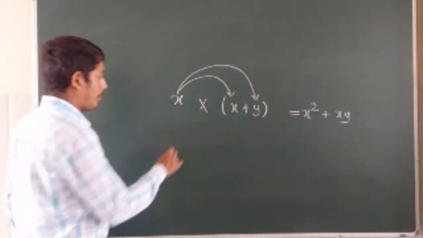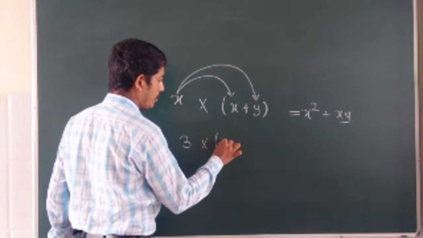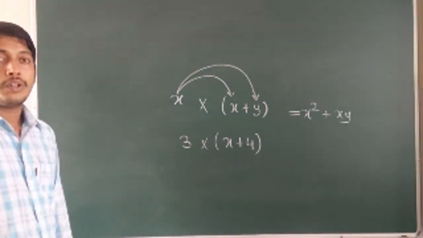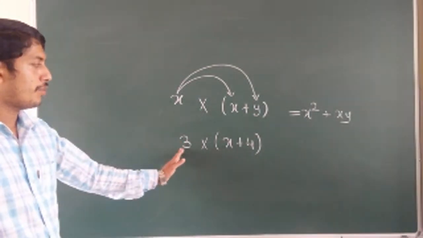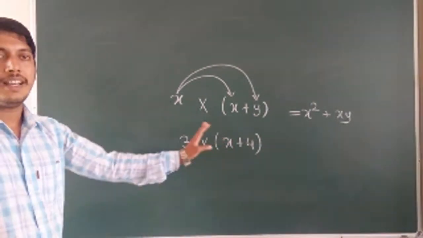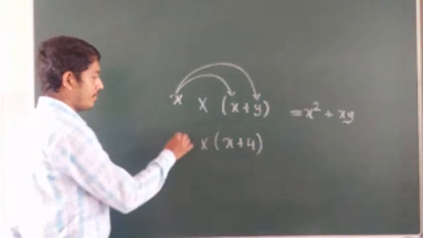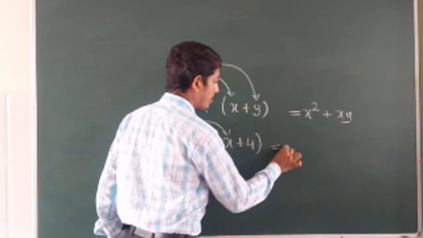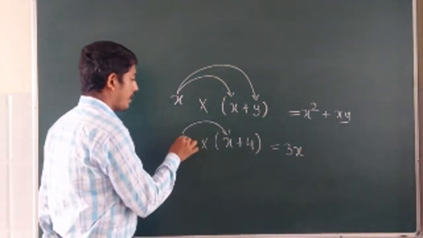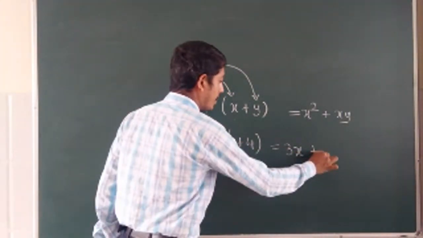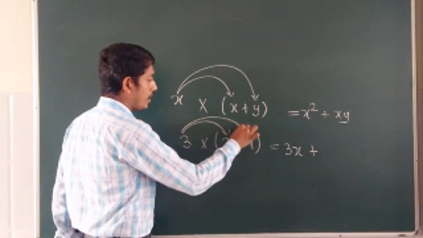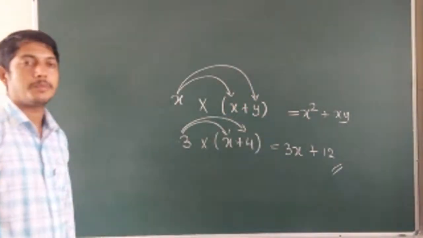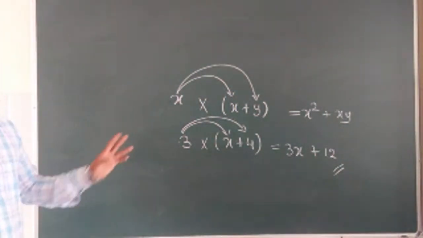Then for example, if it is 3 into x plus 4, what do I have to do? I have to multiply 3 to each term, along with the sign. Plus into plus, plus. 3 into x becomes 3x. Then plus into plus, plus 3 into 4, 3 fours are 12. It becomes 3x plus 12. Just look at this.